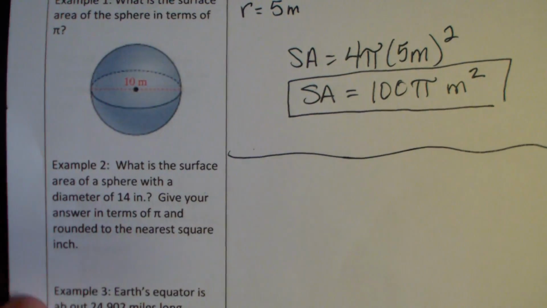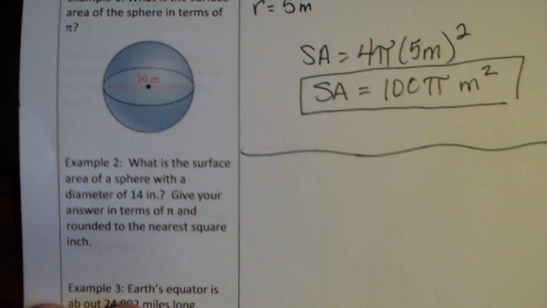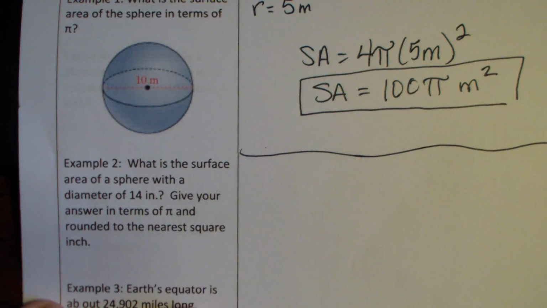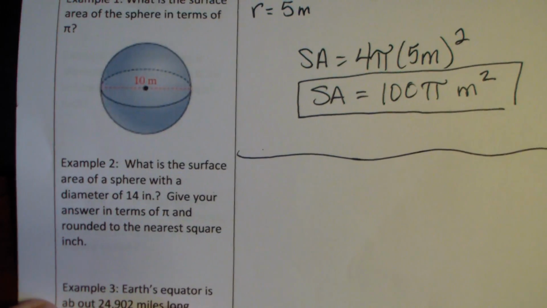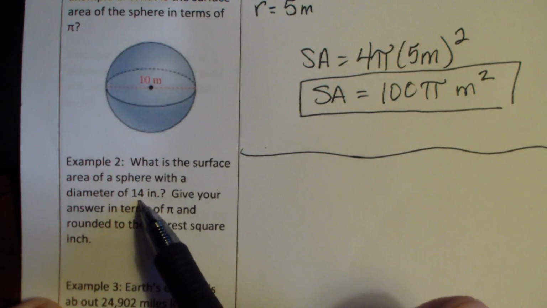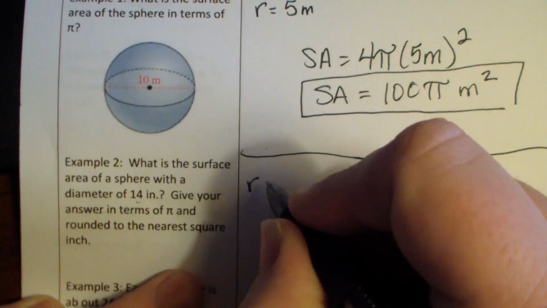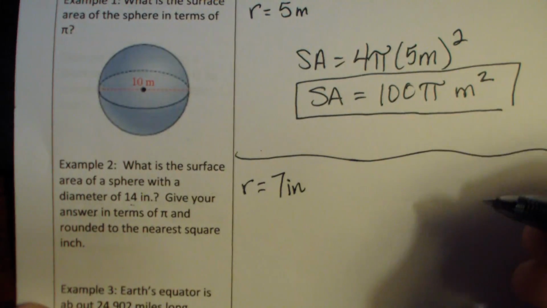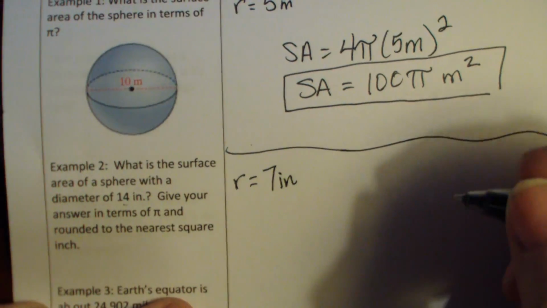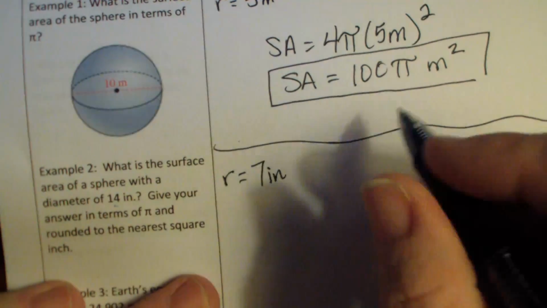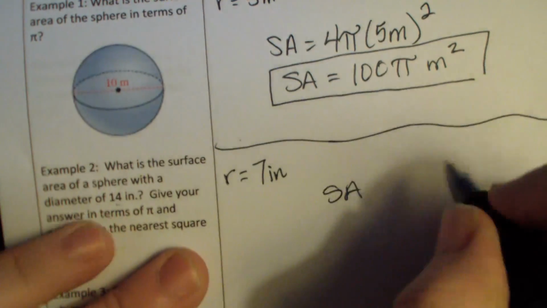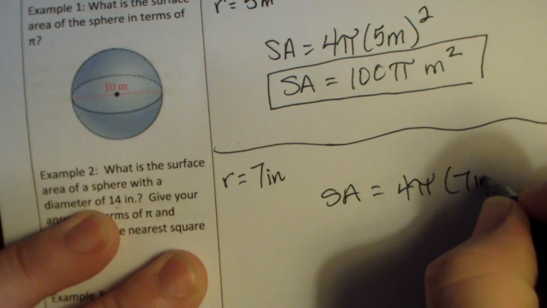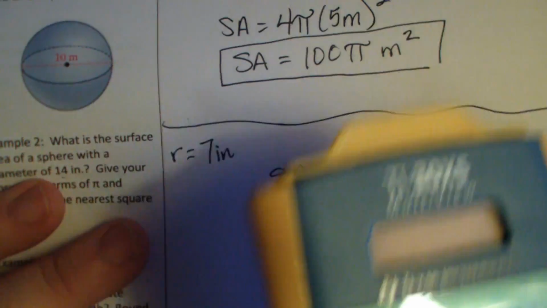Example 2. What is the surface area of a sphere with a diameter of 14 inches? Give your answer in terms of pi and round to the nearest square inch. So if our diameter is 14 inches, that means our radius is 7. So plug that into your formula. That gives us surface area is 4 pi times 7 inches squared.